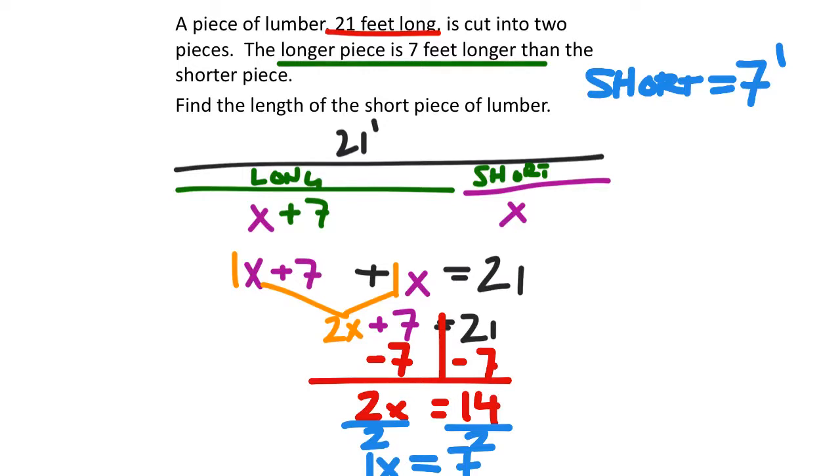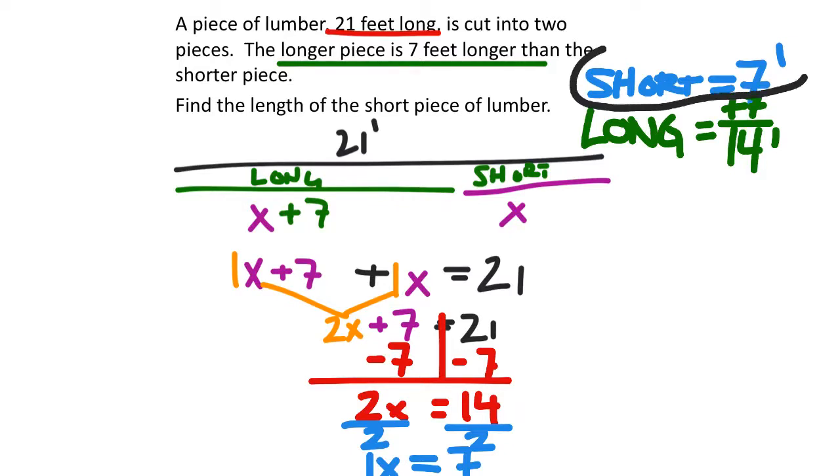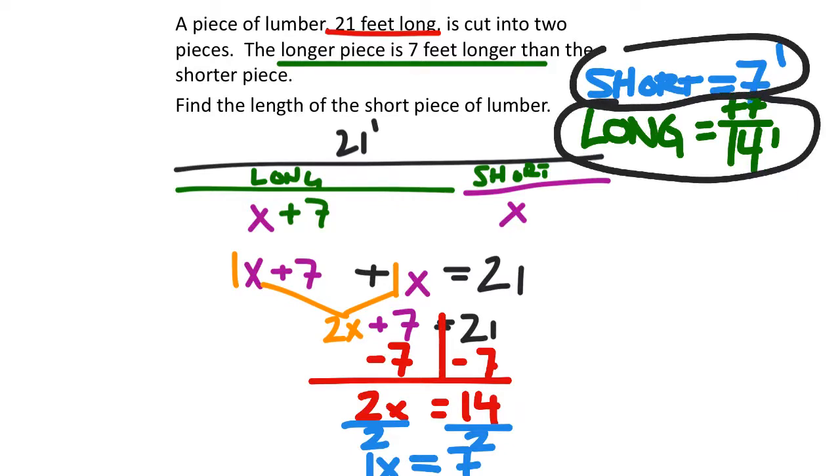But I also want the long piece, which is simply 7 feet longer than the short piece. So I'm going to add 7 to that one and get 14 feet. So there's my two answers. I got a short piece that's 7 feet long and a long piece that is 14 feet long. I need that part.